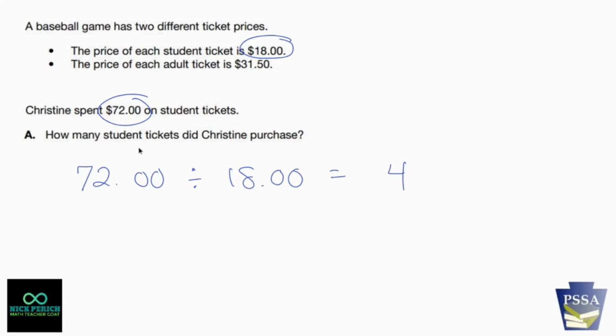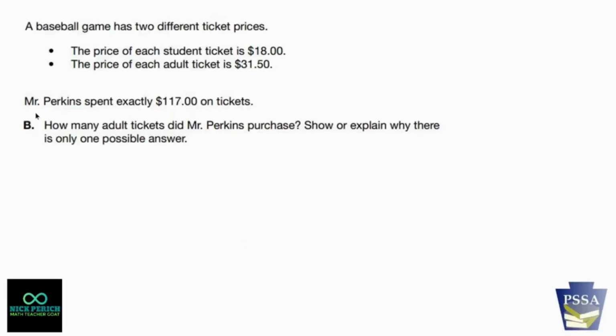So, how many tickets did Christine purchase? 4 student tickets. You don't need to explain anything. You don't need to show your work. As long as you say 4, you should be good to go. That was part A.